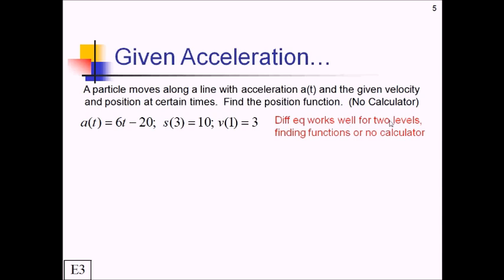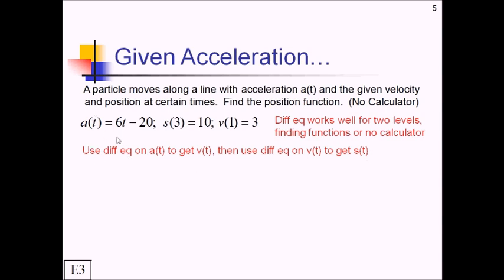Diffie-q works really well if you have two levels that you have to go, finding functions, or if you're not allowed to use a calculator. If you are allowed to use a calculator on only one level, then FTC works a lot better. But for this, we'll use diffie-q just to show you another way to do things. So strategically, we're going to use diffie-q on our a of t here to get our velocity function, and then we're going to use diffie-q on our velocity function to get our position function. So let's start with getting our velocity function.